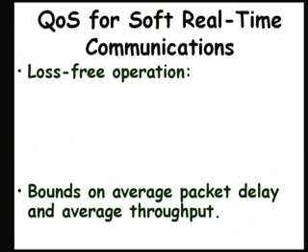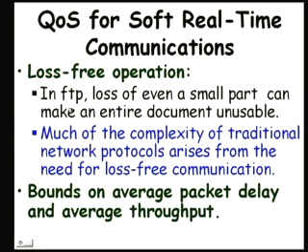Similarly, there is a bound on the average packet delay and the average throughput. Just see the word average here. There is a bound on the average packet delay and the average throughput. So, when we initiate an FTP, we expect that it will complete in half a minute or a maximum of 1 minute. But what we do not really worry about is what the worst case packet delay was, or whether there was a jitter in the packet transmission. The user won't bother. So, in FTP, a loss of even a small part of a document can make the entire document unusable.